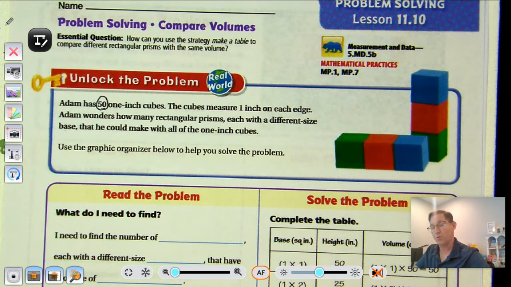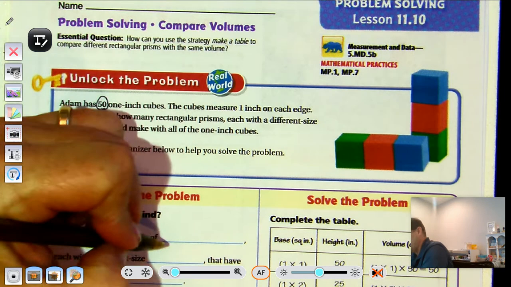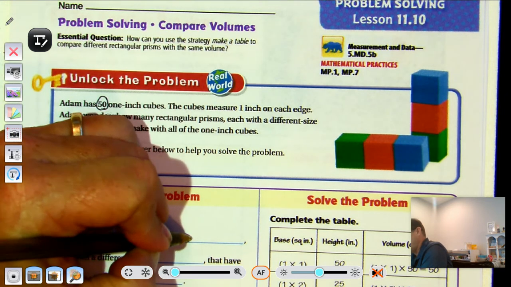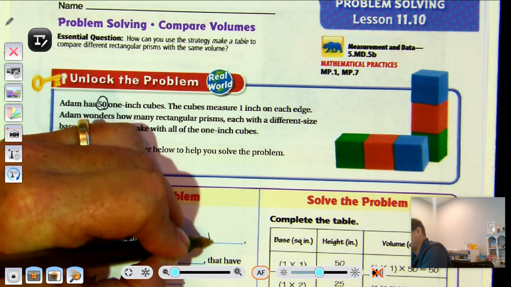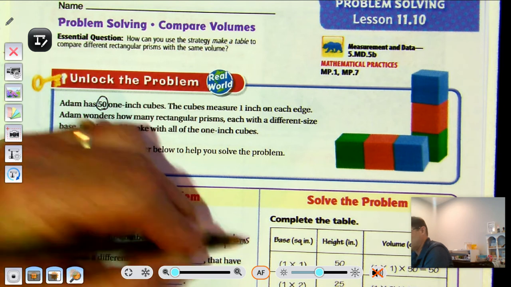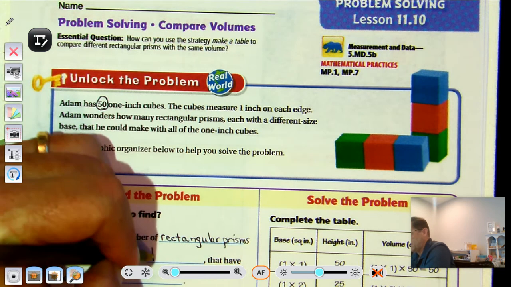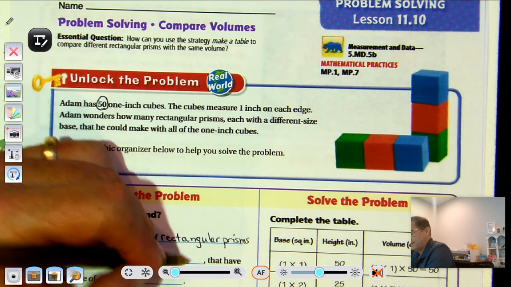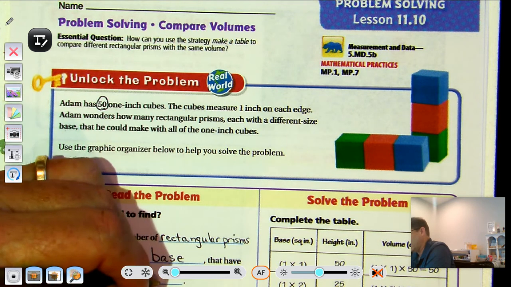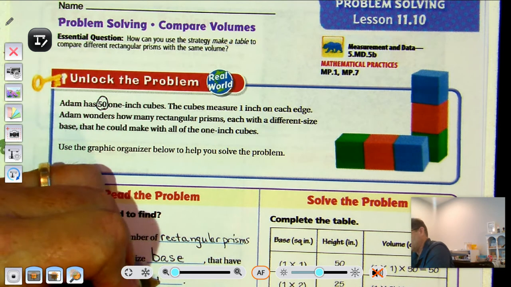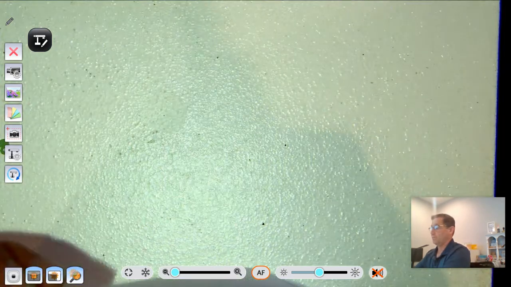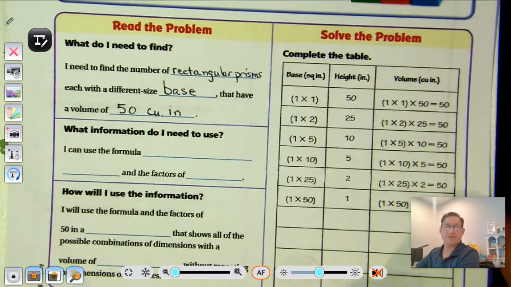All right, so what do I need to find? I need to find the number of rectangular prisms, each with a different size base, that have a volume of 50 cubic inches. Okay, so that's our goal. How many different ways can we find it?